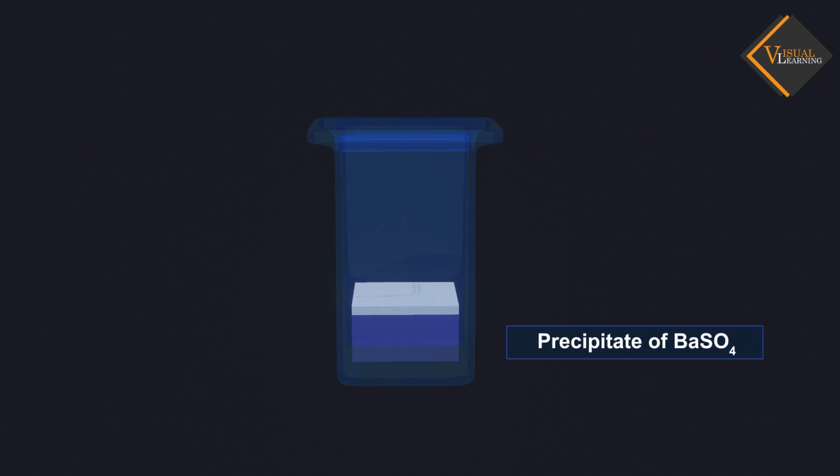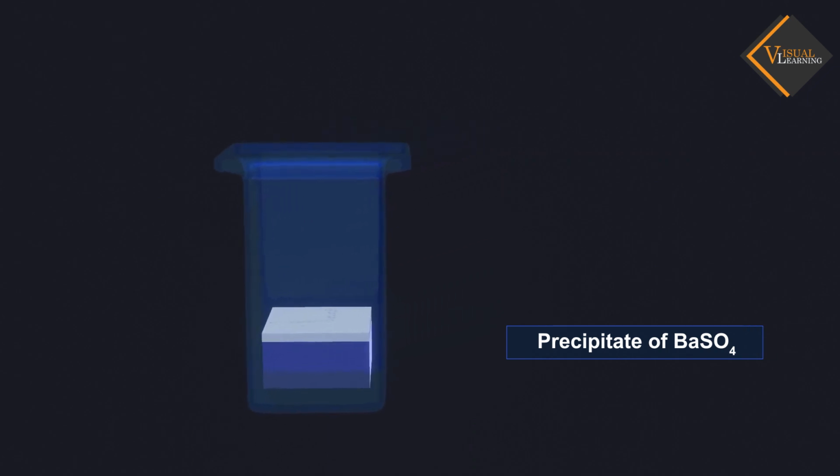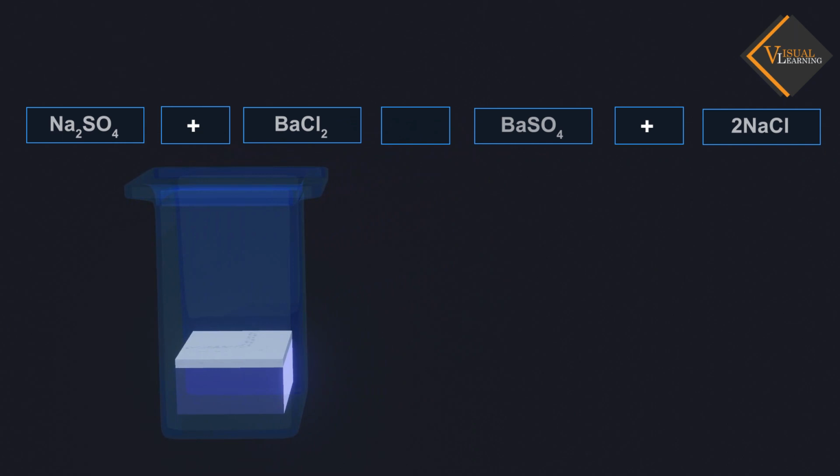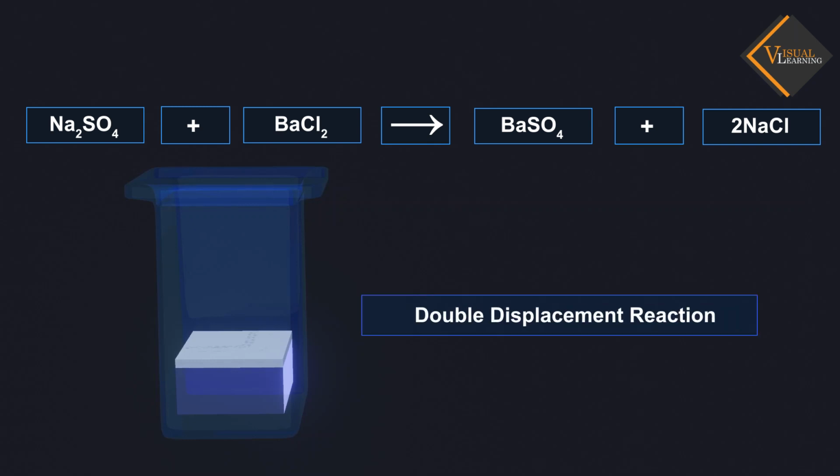Any reaction that produces a precipitate can be called a precipitation reaction. What causes this? The white precipitate of barium sulfate is formed by the reaction of sulfate and barium. The other product formed is sodium chloride, which remains in the solution. Such reactions in which there is an exchange of ions between the reactants are called double displacement reactions.